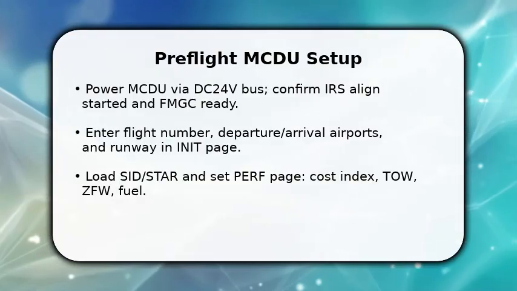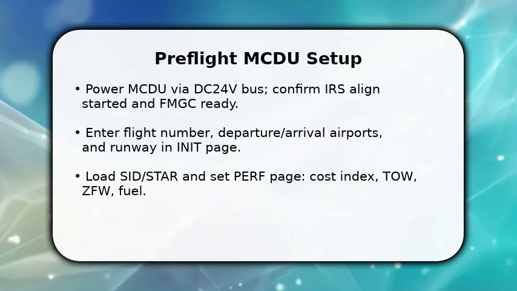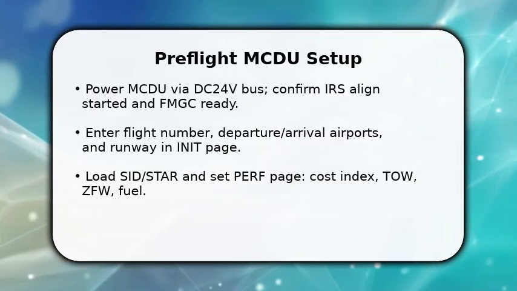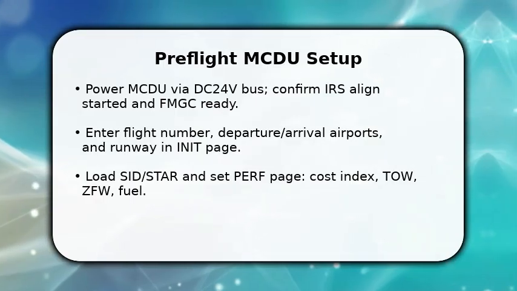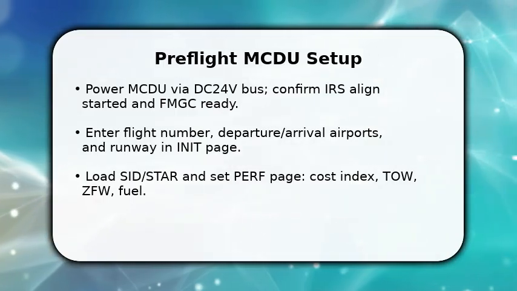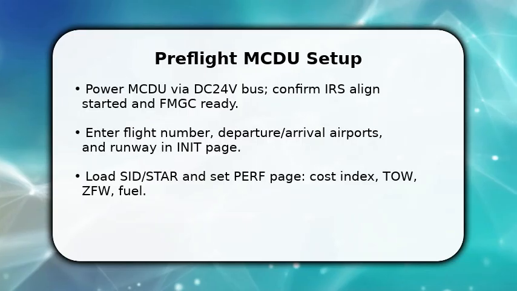You start at the INIT page, enter the flight number, departure and arrival ICAO codes, and select the correct departure runway. Once done, confirm IRS alignment is in progress and that the FMGC shows NAV status.